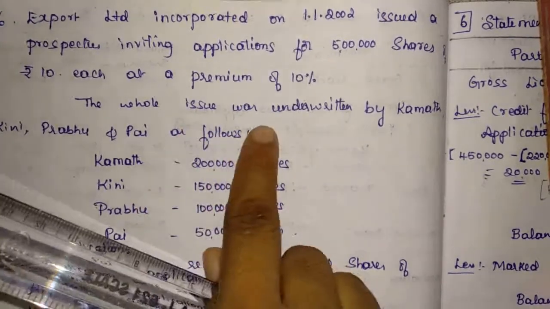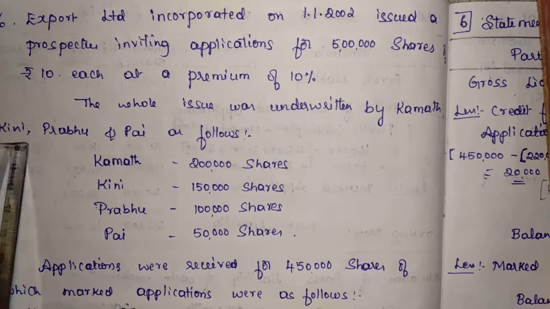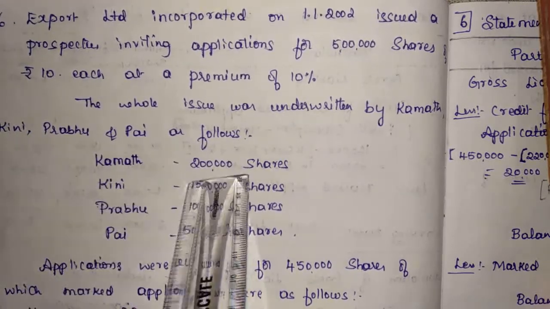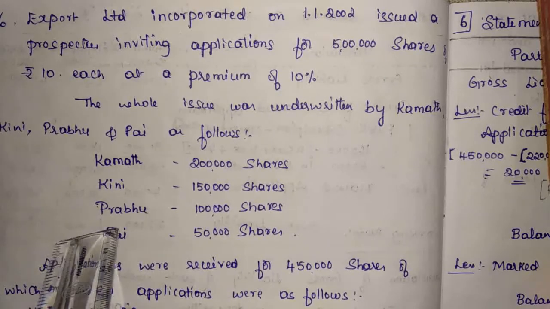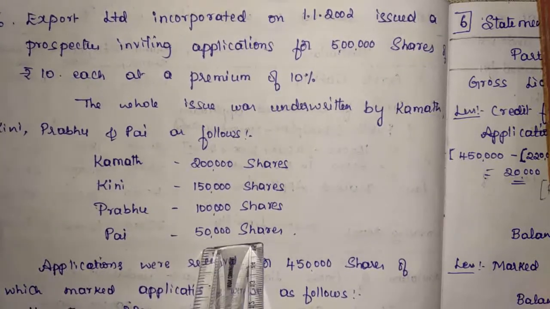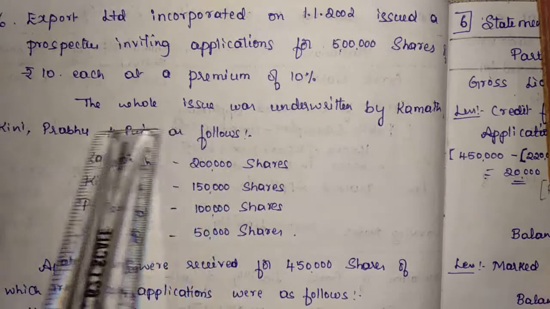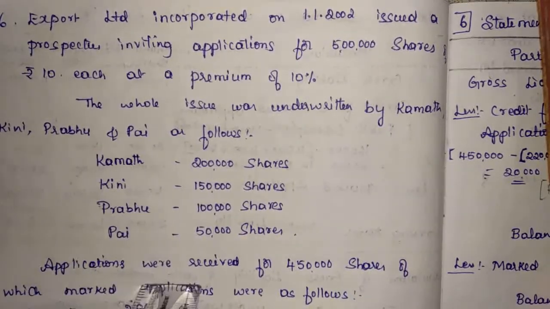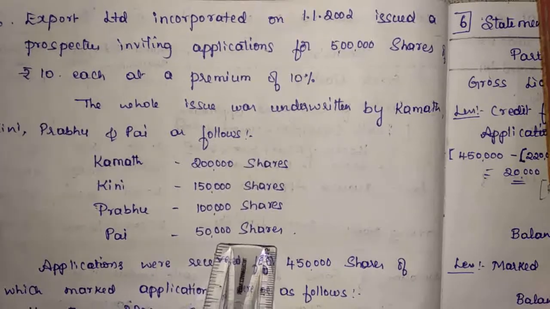The whole issue was underwritten by Kamath, Kini, Prabhu and Pai as follows. Kamath 2 lakh shares, Kini 1,50,000 shares, Prabhu 1 lakh and Pai 50,000 shares. So the entire issue is underwritten by 4 underwriters, and that is this.